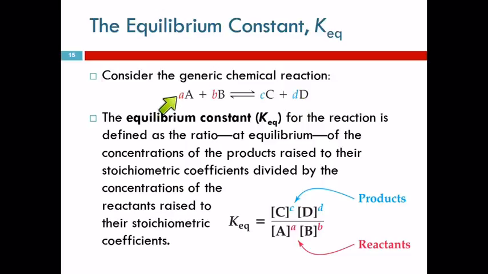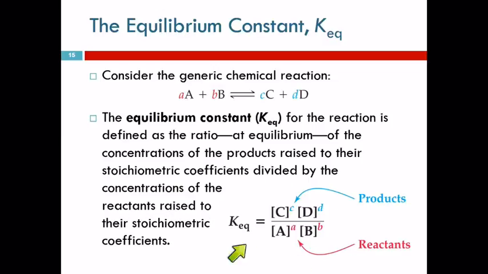And here the lowercase letters are the coefficients, not subscripts. So a molecules of A react with b molecules of B to form c molecules of C and d molecules of D. The equilibrium constant is defined as the ratio of the concentrations of the products raised to their stoichiometric coefficients divided by the concentrations of the reactants raised to their stoichiometric coefficients. This is one of those situations where saying it out in words is not all that helpful. It's going to look like this.